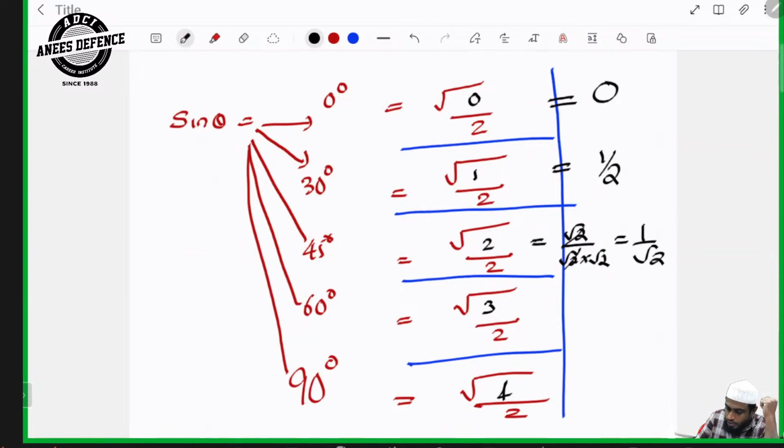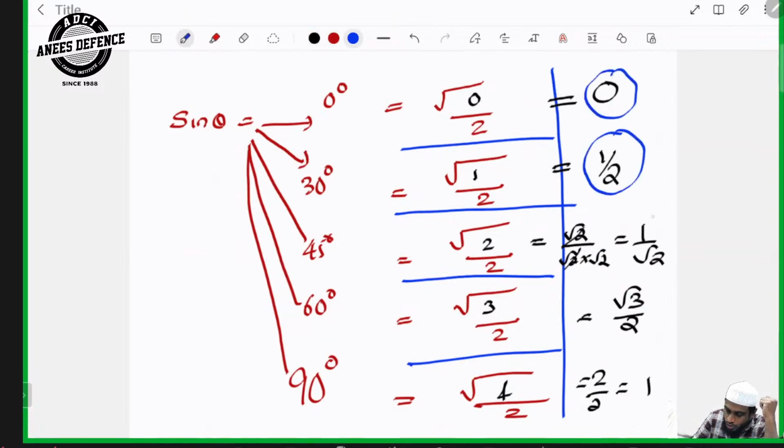What is root 3 by 2? You have to write root 3 by 2. What is root 4? 4 is 2. You will get 2 by 2. So you will get 1. So you are getting an answer: 0, 1 by 2, 1 by root 2, root 3 by 2, 1. Understood? These are the sin values.